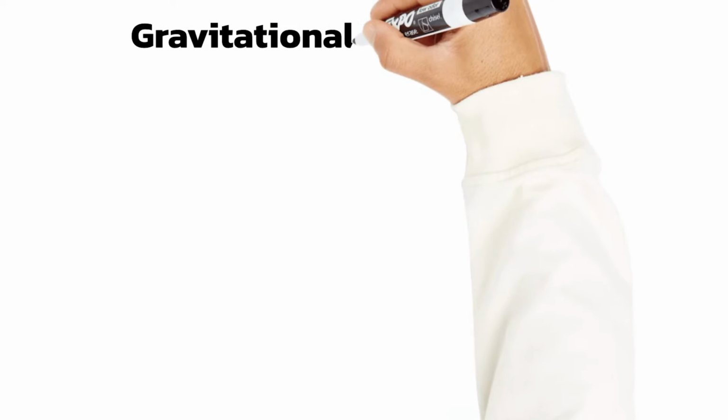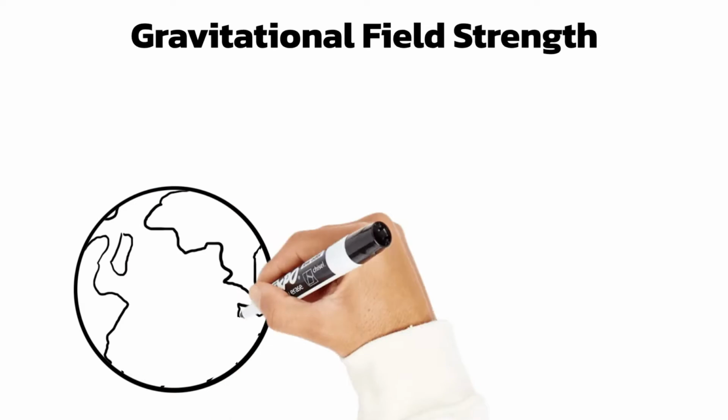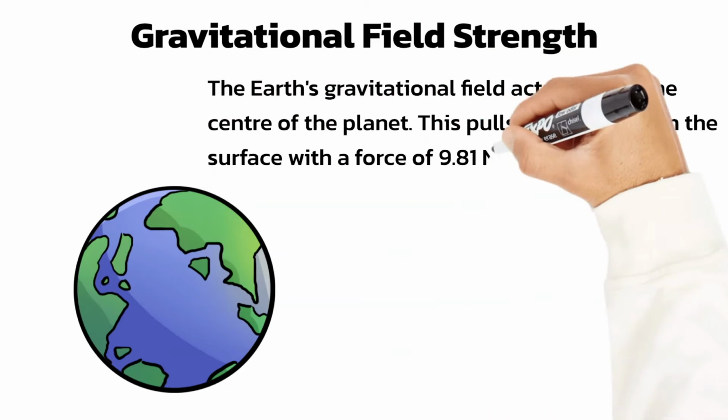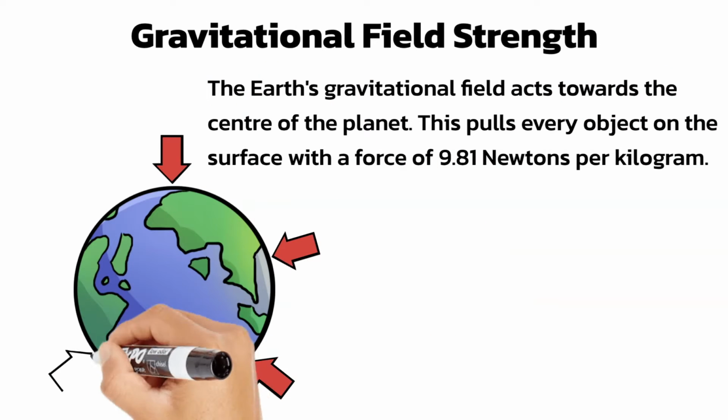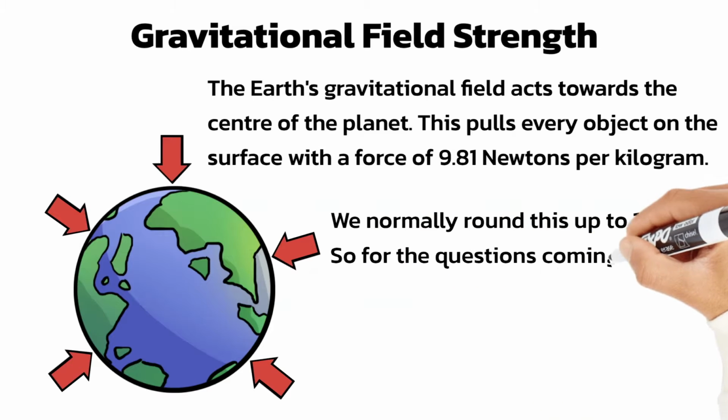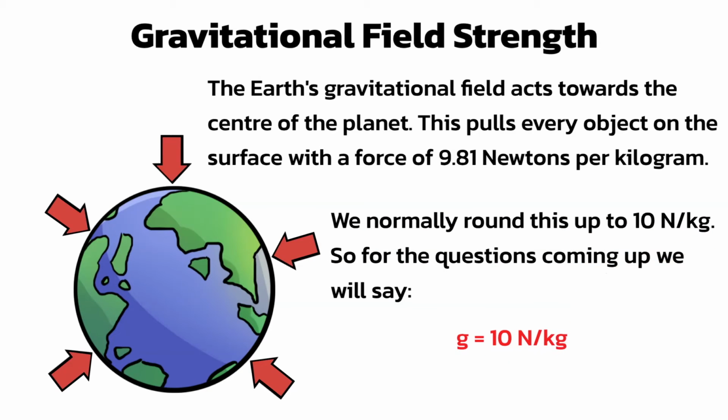Before we move on, let's remind ourselves about the gravitational field strength. The Earth's gravitational field acts towards the center of the planet. This pulls every object on the surface with a force of 9.81 newtons per kilogram. We normally round this up to 10 newtons per kilogram. So for the questions coming up we will say g equals 10 newtons per kilogram.